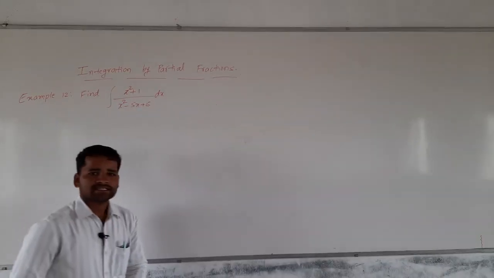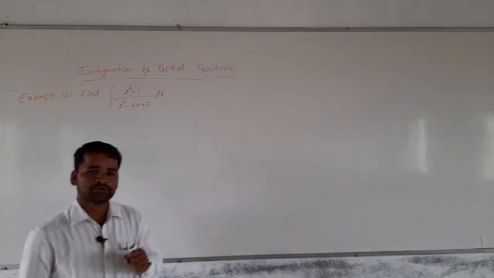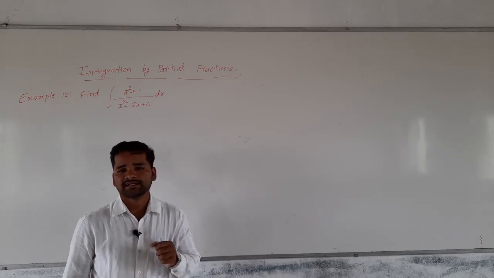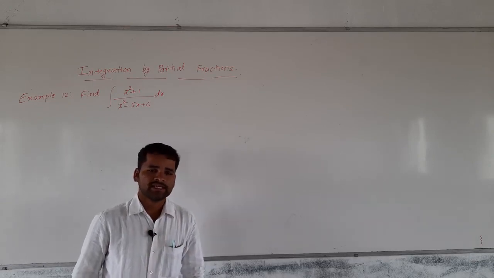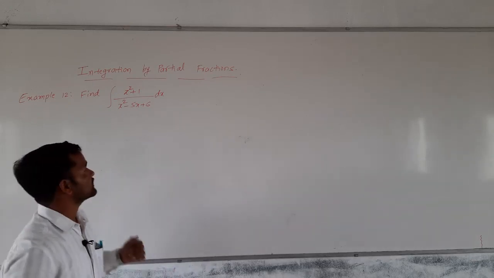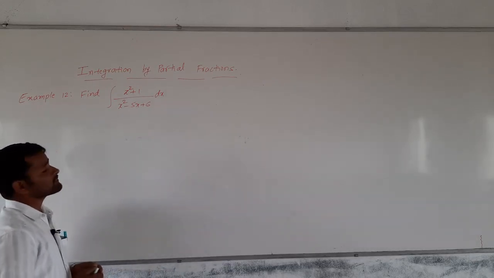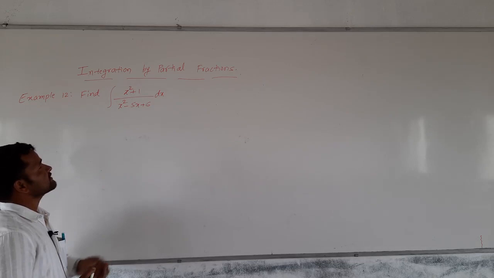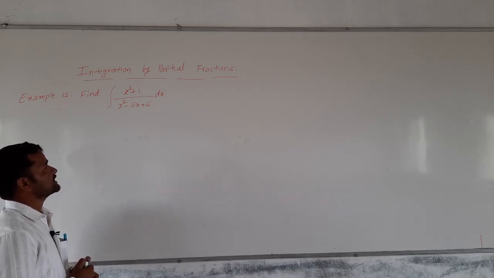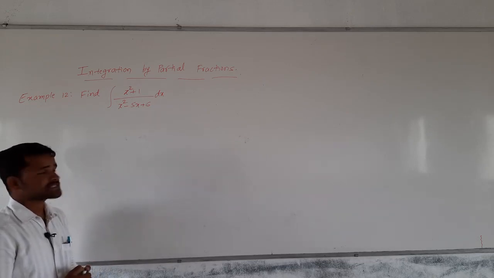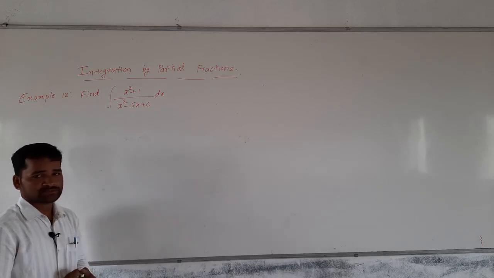In the last class, we studied what partial fractions are and also solved one problem on that. Now we will go to another problem. Example 12 is given as: find the integral of x square plus 1 by x square minus 5x plus 6, integrating with respect to x.